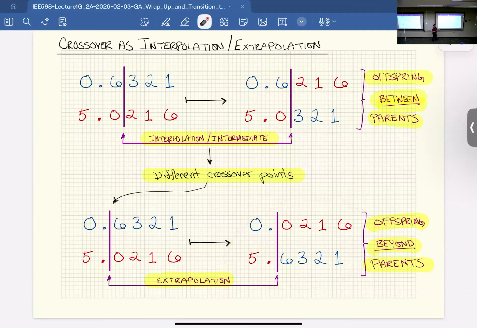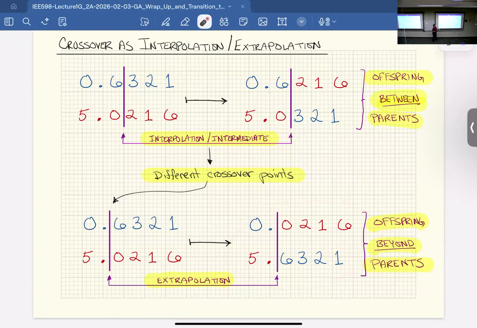So apologies for that, but hopefully that's kind of clear, that you're still mixing from the parents. The offspring are related to the parents, but they're related in sort of an in-between way, or on the same line as the parents. And so that generates these new offspring.